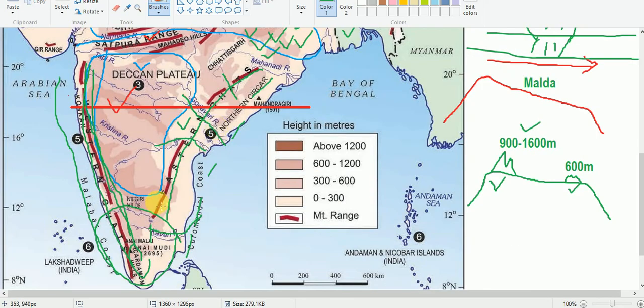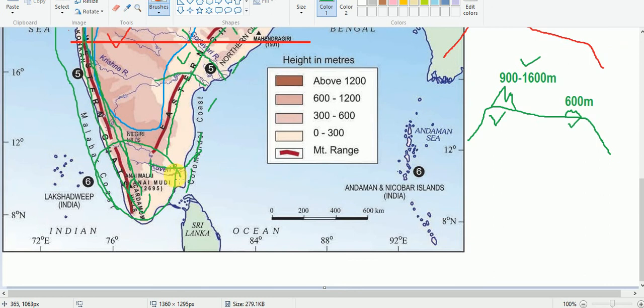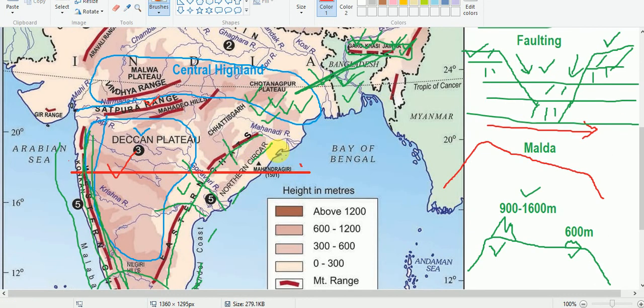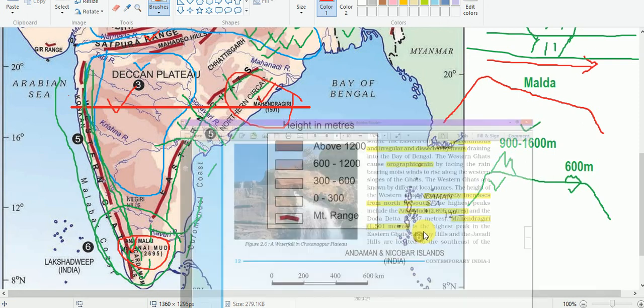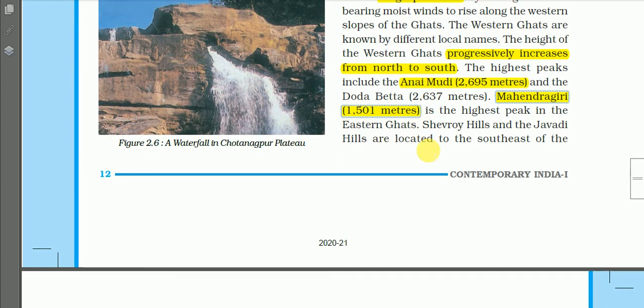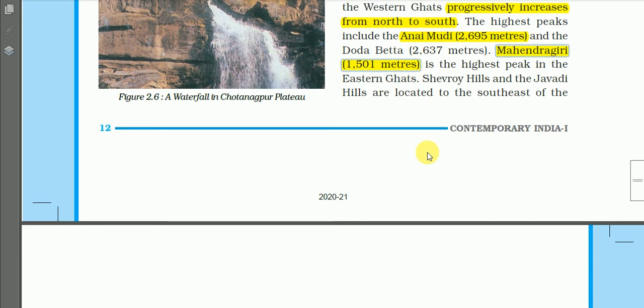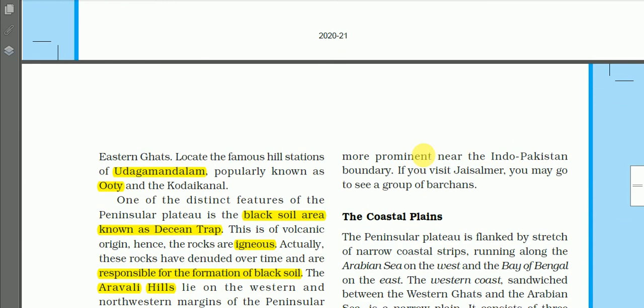Just see here, Anaimudi is here, the exact location is here. The height is also given, and Mahendragiri is here. The exact location of Mahendragiri is here. Mahendragiri is the highest peak of the Eastern Ghats, and Anaimudi is not only the highest peak of the Western Ghats, but also the highest peak of the Peninsular Plateau. And likewise, so many other hills like Javadi Hills and Shevaroy Hills, you'll find in the Eastern Ghats.